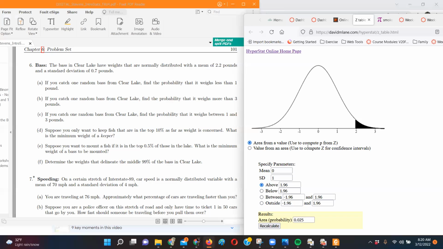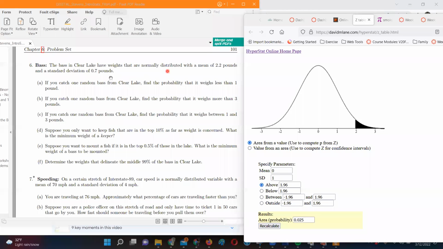You need to know the mean. You need to know the standard deviation. Let me get a pointer here. I'm going to annotate, I'm going to get a spotlight. Here we go. So it says the mean, the standard deviation, and these are all single fish.